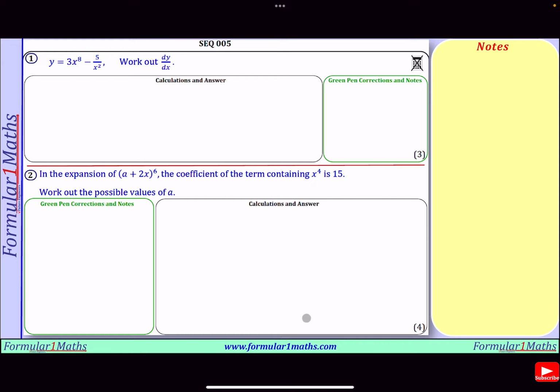Question 1. y is equal to 3x to the power 8 minus 5 over x squared. Work out dy dx. So for this question, we need to rewrite this term in a different form that will enable us to differentiate. So 5 over x squared can be written as 5x to the power minus 2.